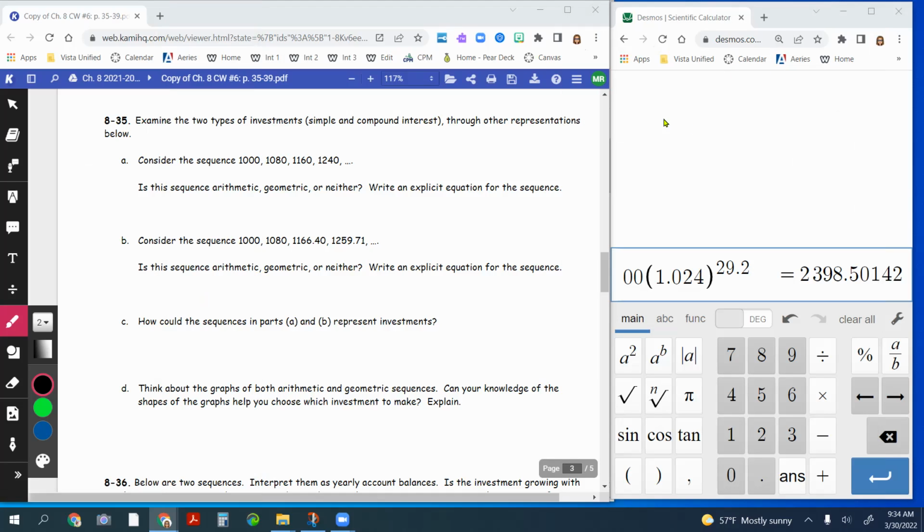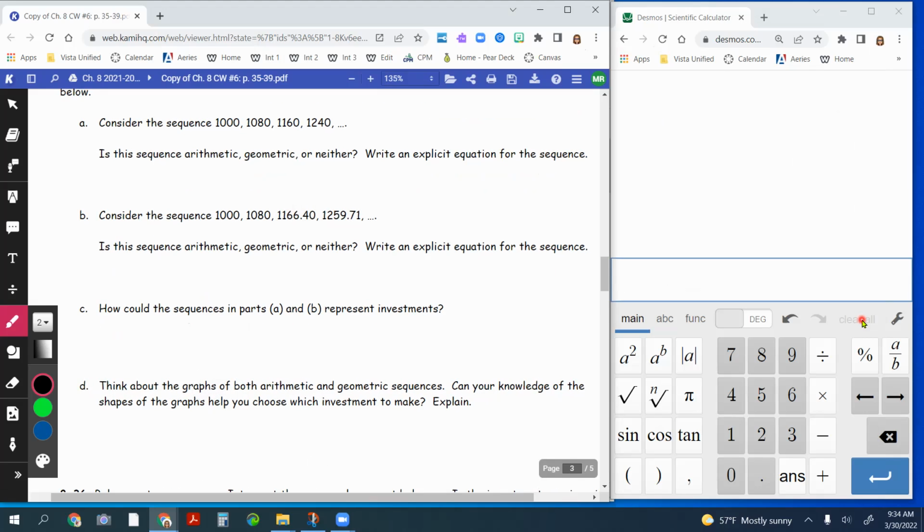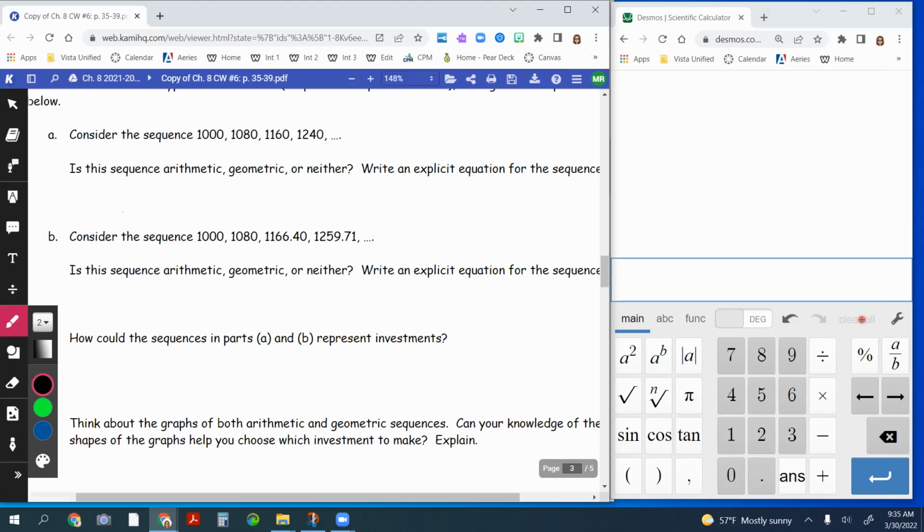So on 8-35, examine the two types of investments, simple interest and compound interest. So on the first one, we're starting with 1,000. We have 1,080, 1,160, 1,240. So in this situation, it looks like we are adding 80. So that's going to make this arithmetic.